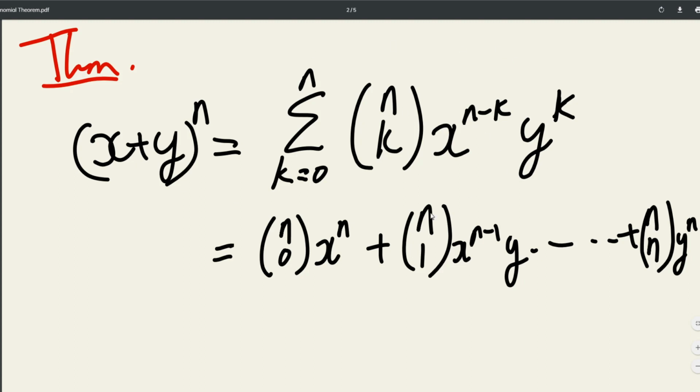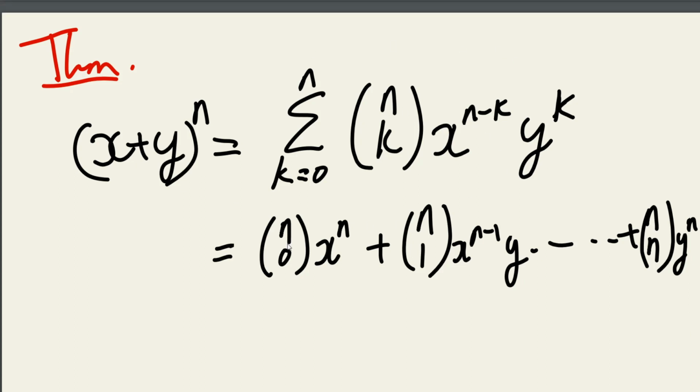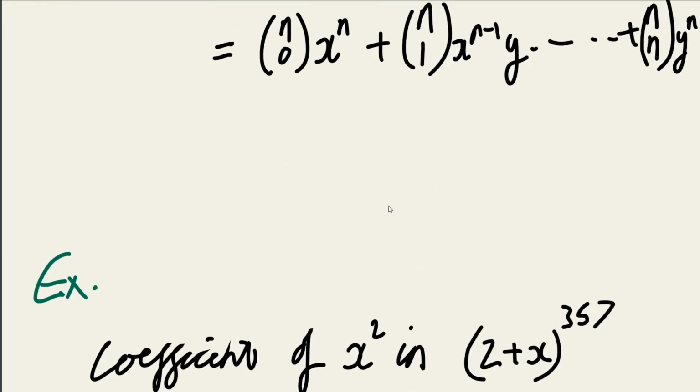If you write out the series notation, you get that it equals n choose 0, x^n, plus n choose 1, x^(n-1) y, and so on and so forth, until you get to the final term, which is n choose n, or y^n. Let's try a quick example to make sure we understand.